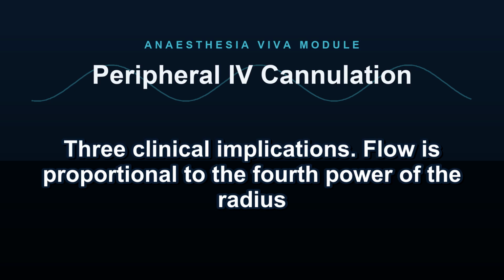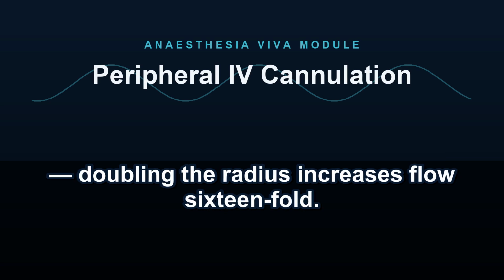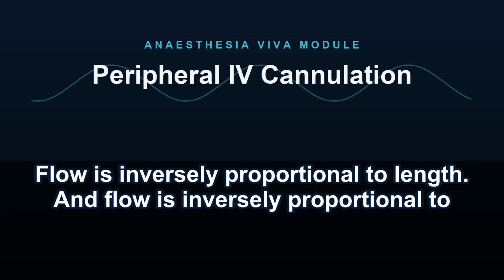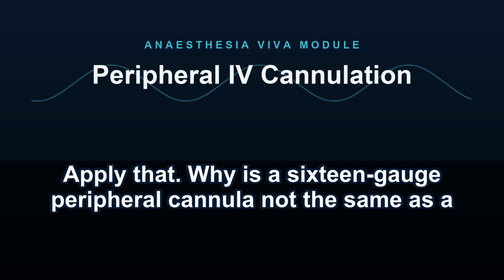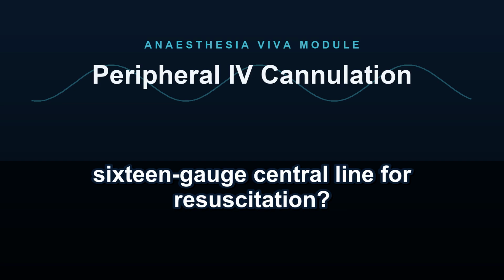3 clinical implications. Flow is proportional to the 4th power of the radius. Doubling the radius increases flow 16-fold. Flow is inversely proportional to length, and flow is inversely proportional to viscosity, which is why blood flows more slowly than crystalloid. Apply that. Why is a 16-gauge peripheral cannula not the same as a 16-gauge central line for resuscitation?